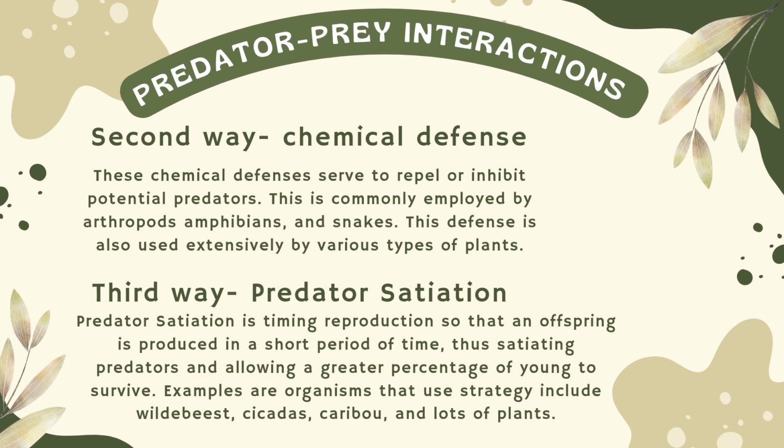It is a strategy used by many organisms where reproduction is timed in such a way that large numbers of offspring are produced in a short period. This overwhelming number of offspring reduces the chance that predators can consume all of them, thus increasing the survival rate of the young.